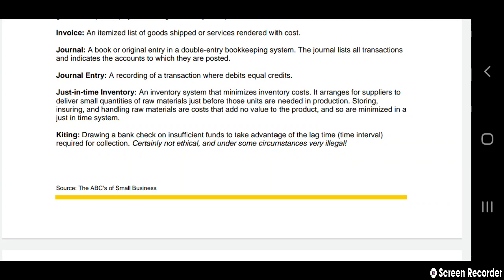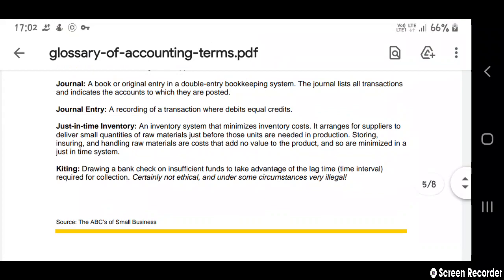Next, just-in-time inventory. An inventory system that minimizes inventory cost, and it arranges for suppliers to deliver small quantities of raw material just before those units are needed in production. Storing, inserting and handling raw materials are costs that add no value to the product, so they are minimized in the just-in-time system.